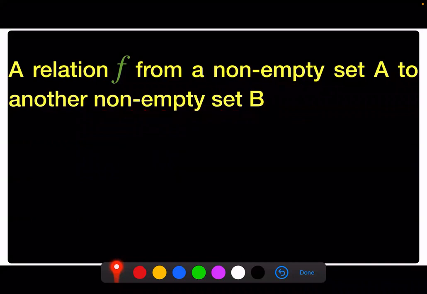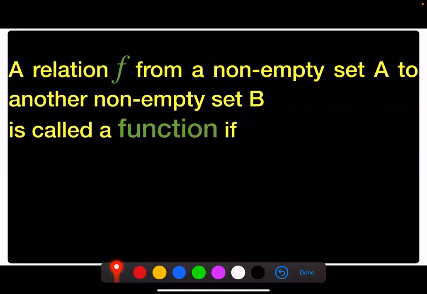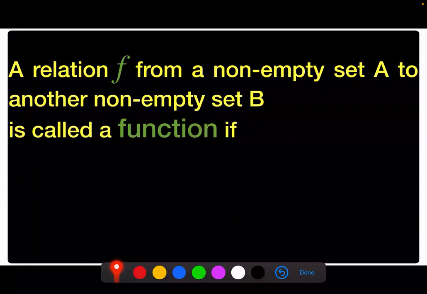Again, we are dealing in sets. So you have a source set, you have a target set. Okay, so set A, set B, and you have a relation from A to B. Now this relation is called a function. Okay, so a function is built on relation now. Okay, so function is built on relation, but if it has to be called a function, there are conditions.